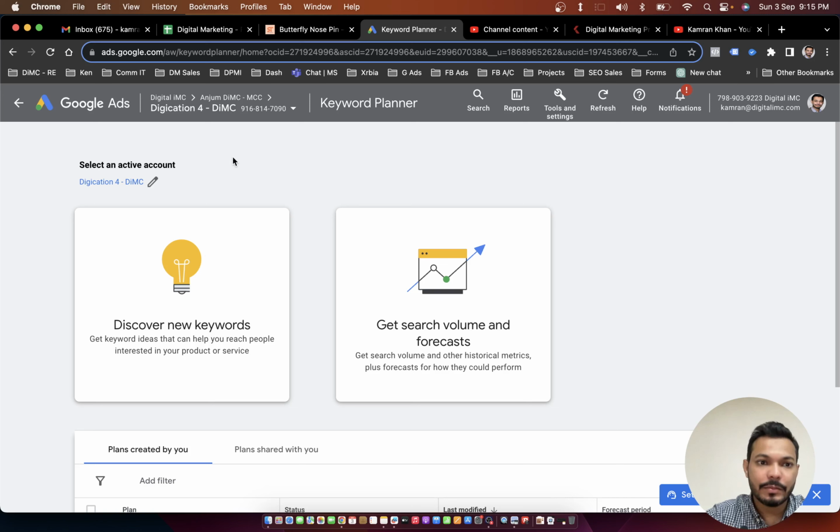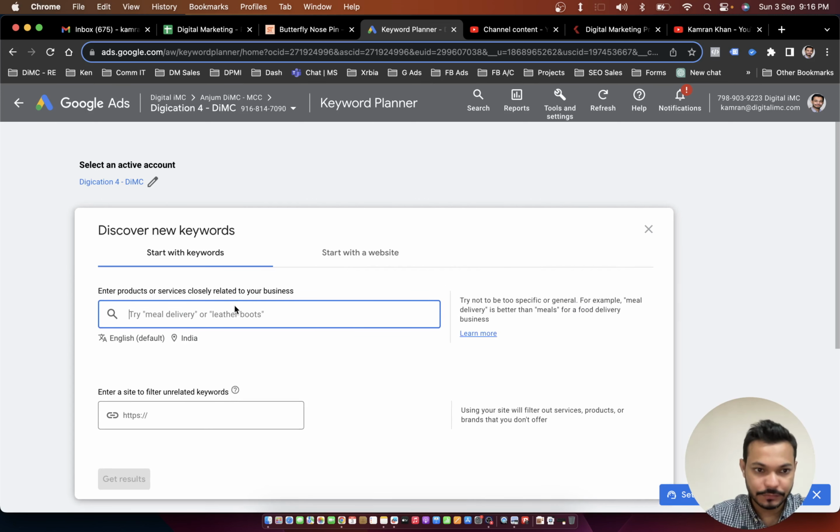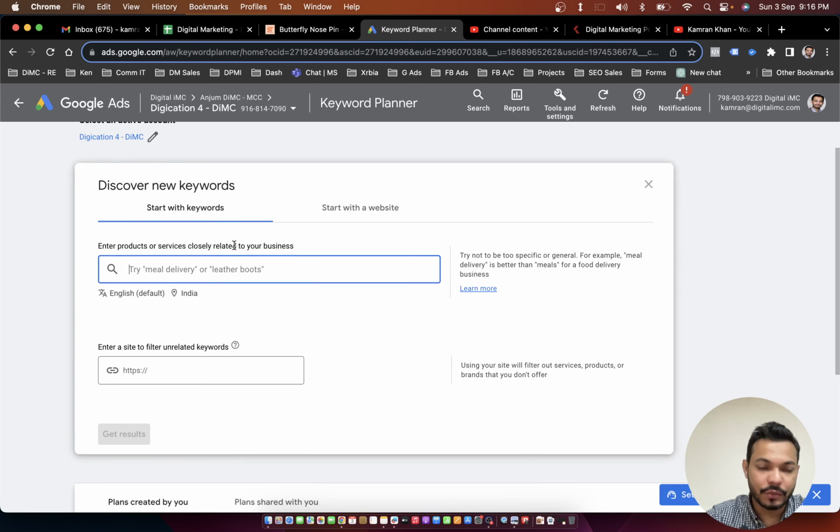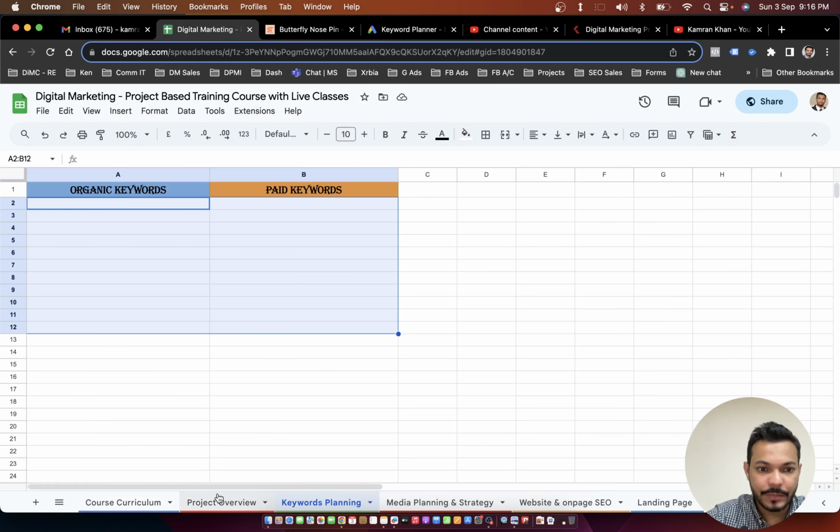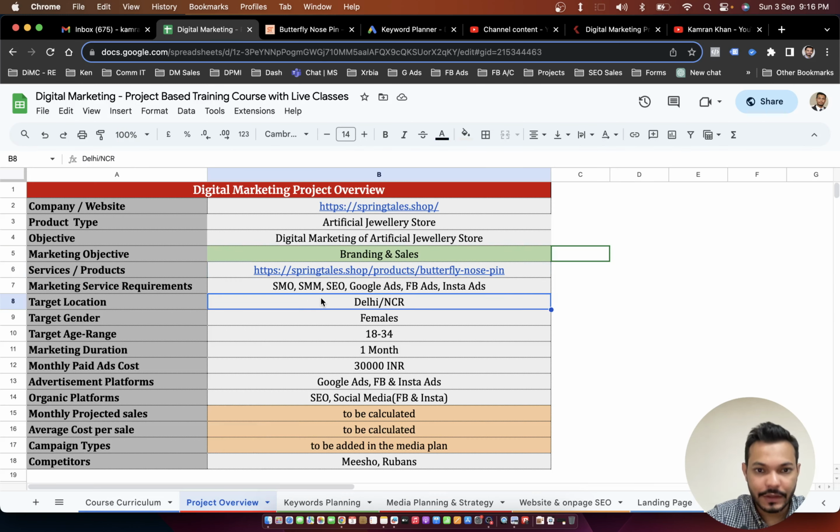Now, this is how a keyword planner tool looks. You always have to come into discover new keywords. If you are looking for historical data, then you can look into the historical forecast as well. Otherwise, always come under discover new keywords. Now, this is the keyword planner tool. When you come into the tool from an Indian account, you always get India as the default country. However, this planning is going to be happening for Delhi and NCR.